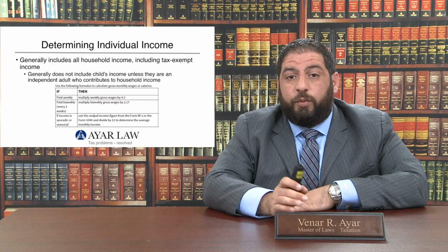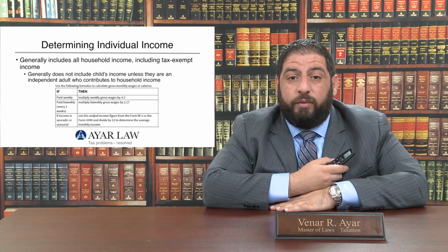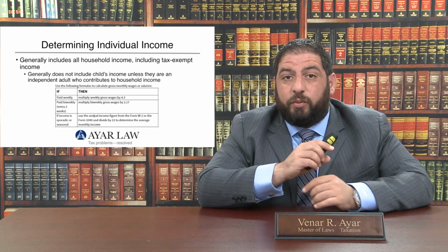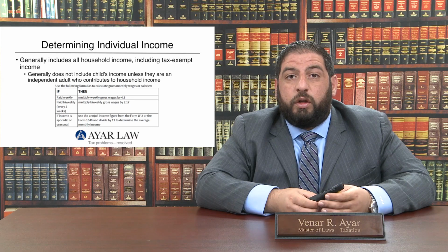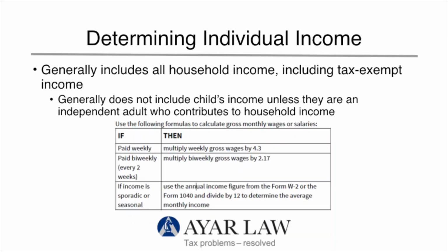So now talking about income, generally speaking, when they determine individual income, they're going to include all household income, including tax-exempt income. This is a different analysis than when you're doing the tax return. Now, when you talk about household income, that doesn't usually include a child, a dependent child, unless it's an adult who contributes to the household.